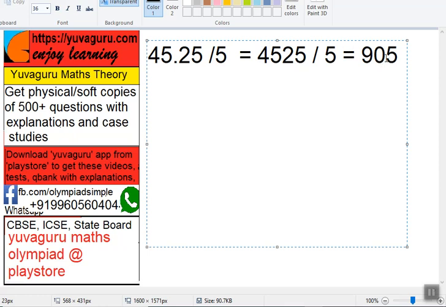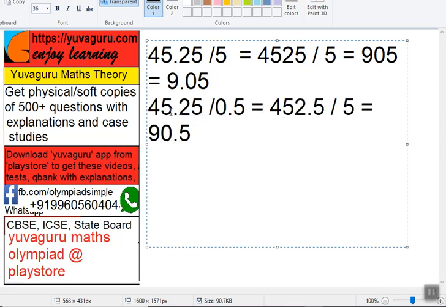So it is 905. After you get the answer, then again, as you did in multiplication, do the same thing again. So after the point, how many numbers? 2. So again do the same thing. After the point, 2 numbers. So it becomes 9.05. Now if this would have been 45.25 divided by 0.5, then what would you have done?